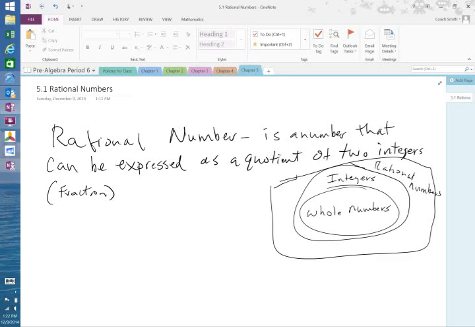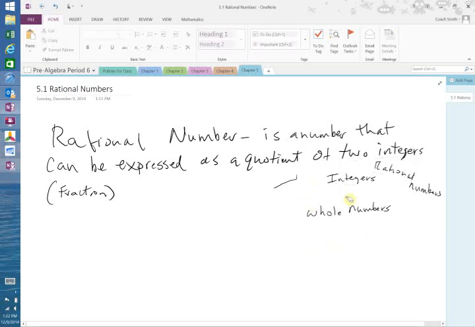Let me move that down. I'm going to still put it up there. I'm just moving it down where I got the room to actually do it.